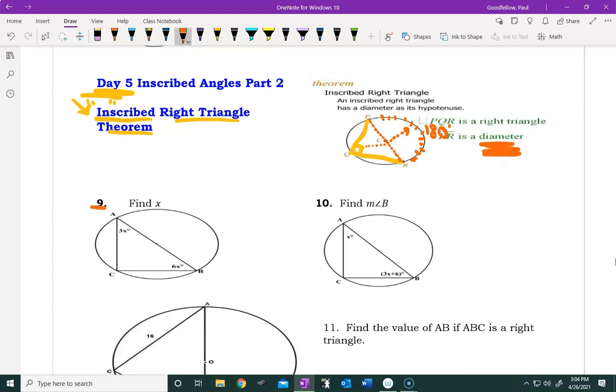Now, number 9 says find x. Now, they should have put that this was a right angle inside here, or they told you that it was going through the diameter.